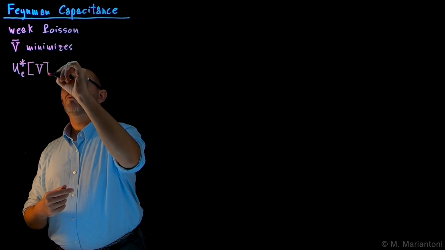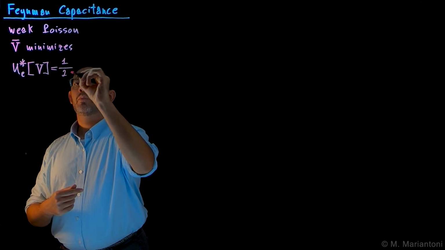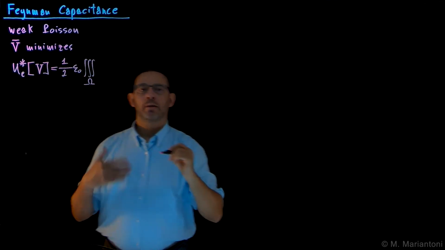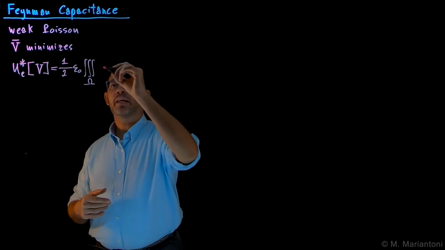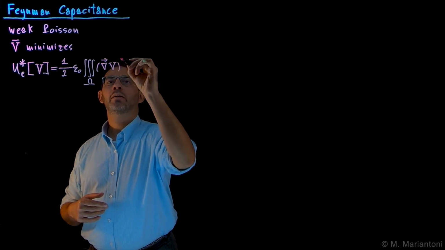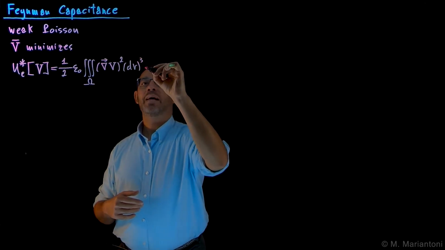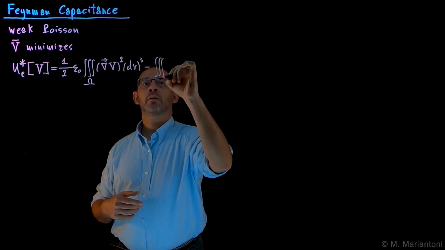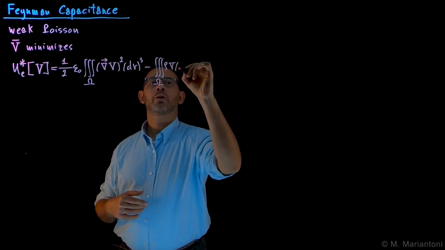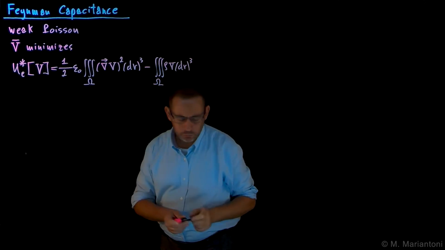Among all these, we need to find the one which minimizes 1/2 epsilon naught, volume integral in the region capital Omega where the eventual charge distribution is defined, of the gradient of V quantity squared, volume element dr cubed, minus the integral on capital Omega of rho V dr cubed. This is the functional we want to minimize.